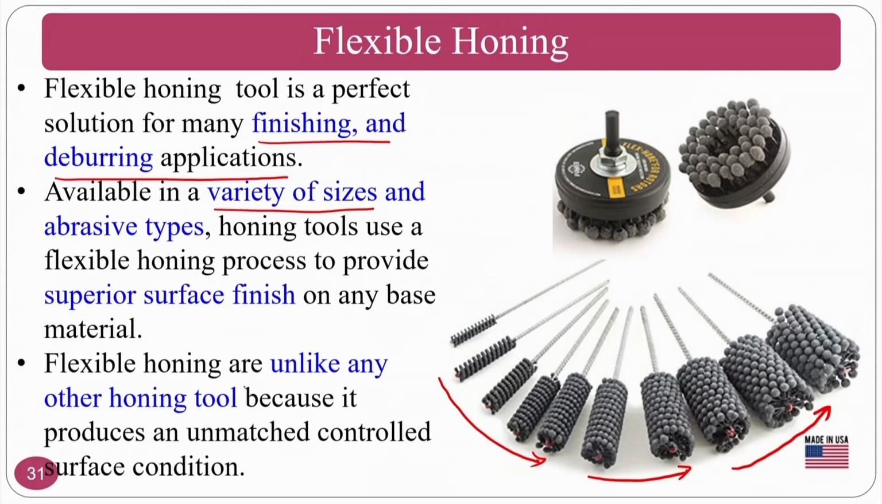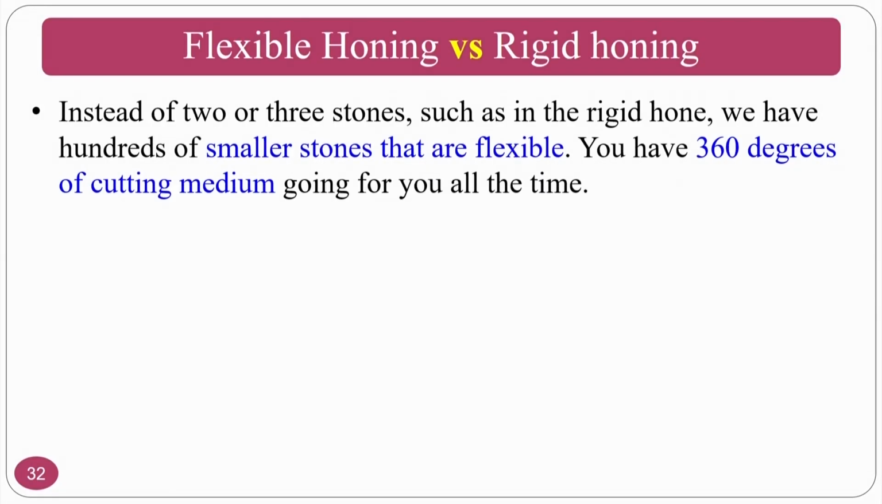Flexible honing is unlike any other honing tool because it produces unmatched control of the surface, because the surface finish you are going to get here is better compared to the normal rigid surface finish. So, flexible honing versus rigid honing: instead of 2 or 3 stones in rigid honing, we can have smaller stones that are flexible. You can have the 360 degrees.